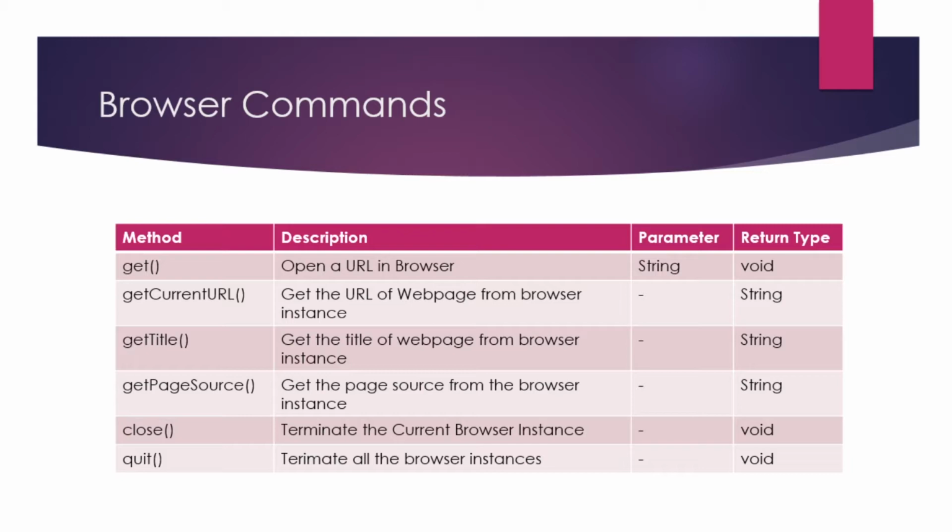Starting with the get method, it is used to open a URL on a browser instance. This method accepts a string parameter that is going to be a URL and returns a void value, that is no value. Now let's see practically how this method is used.